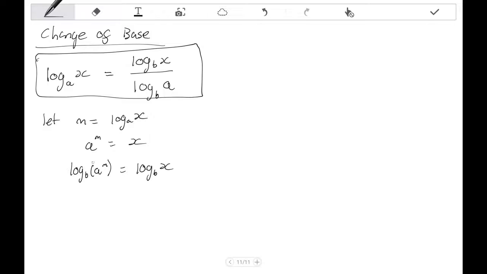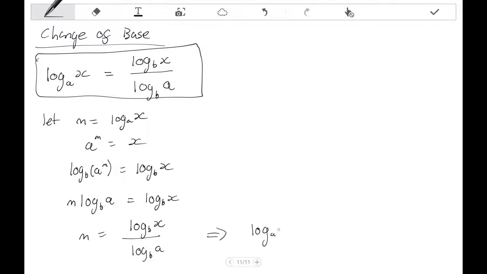And we want to use our power law on this left-hand side, and it becomes m times log base b of a is equal to log base b of x. We divide both sides by log base b of a. We get that m is equal to log base b of x divided by log base b of a. And then all we have to do is substitute in our original definition of m, and we get that log base a of x is equal to log base b of x divided by log base b of a.